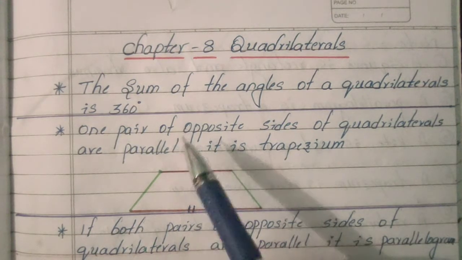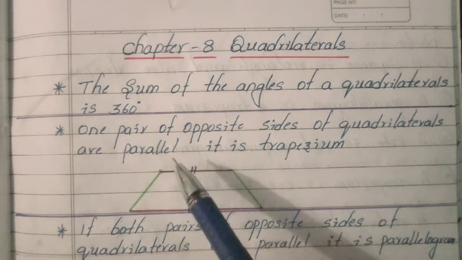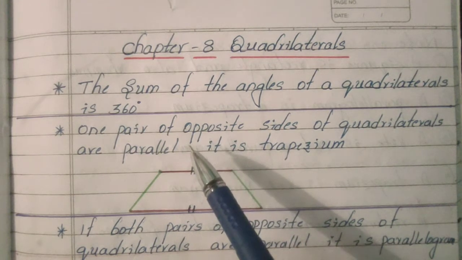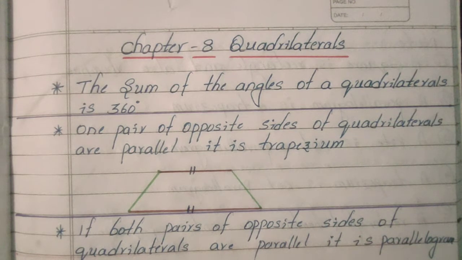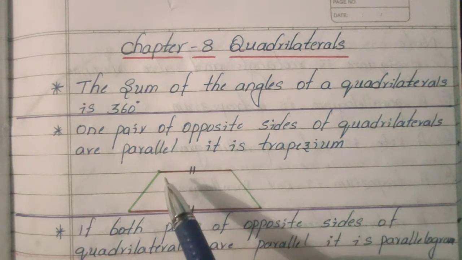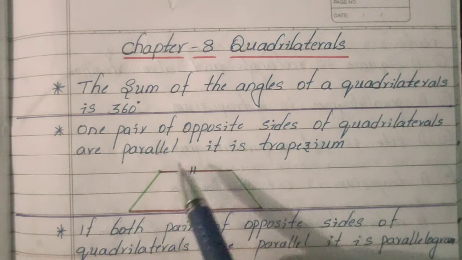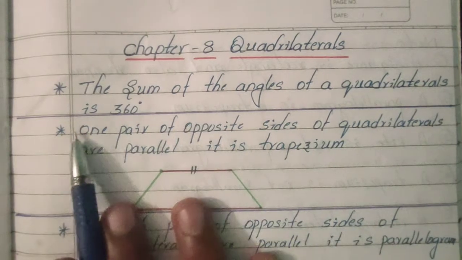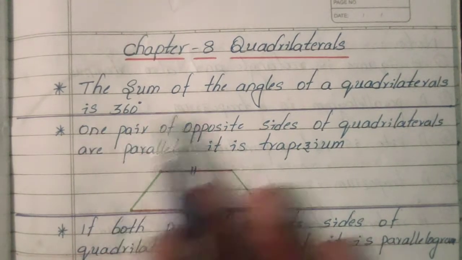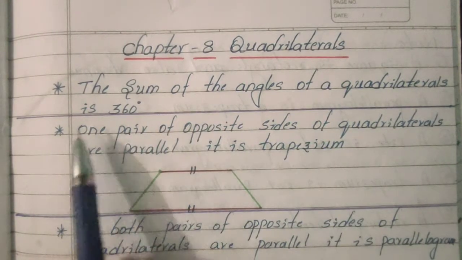What is a quadrilateral? A closed shape bounded by line segments, having 4 sides, 4 angles, 2 diagonals. That is a quadrilateral. So now let us discuss the properties.